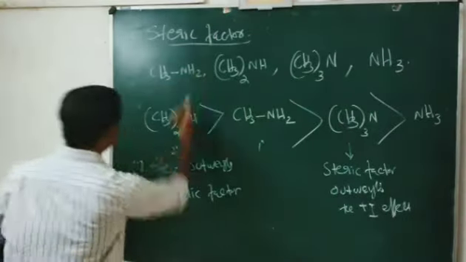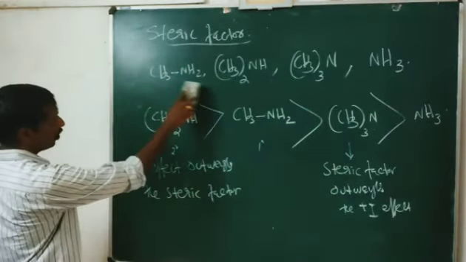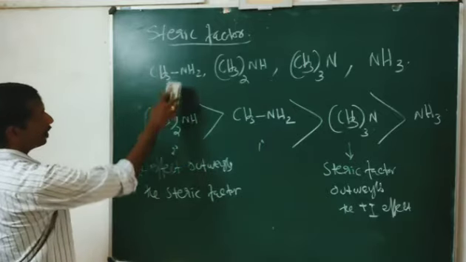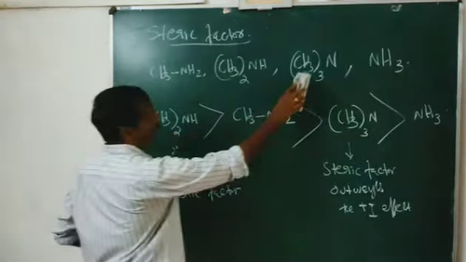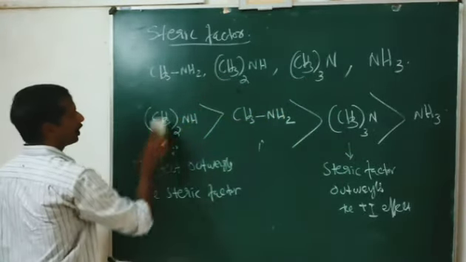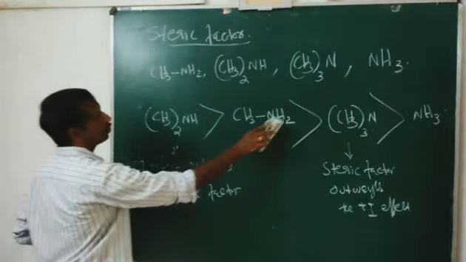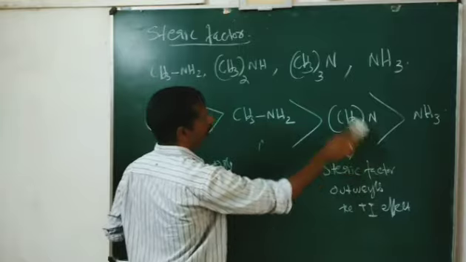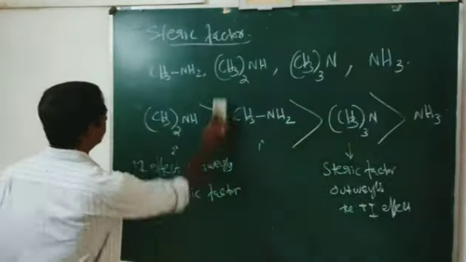Okay, one more example for the steric factor. Look at it here. I think this is very clear to you. When you compare the steric factor, this is the order of basicity. On the basis of the plus I effect, the maximum is (CH3)3N, but on the basis of the steric factor, you can see that (CH3)2NH comes first. Then CH3NH2, and in the third position comes (CH3)3N, and the least basic is ammonia.